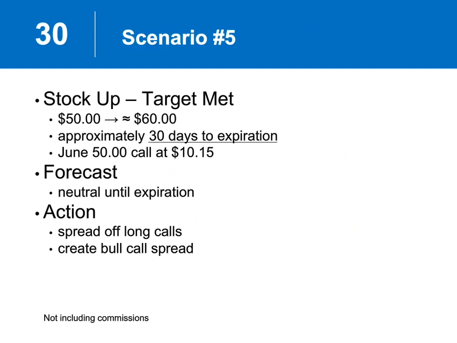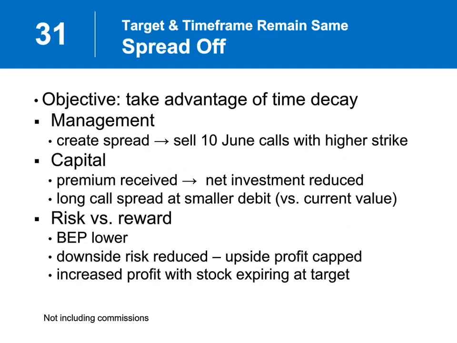And the action we decide to take is to spread off the 10 June 50 calls that we paid $3 for and create a bull call spread. All right, bull call spread. Buy the lower strike, sell the higher strike, whether it's at the money or out of the money. Typically is how these bull call spreads get worked out. So we decide we're going to sell 10 of the June calls right at the strike to try to benefit from the premium. Again, we think the stock may just hang out in this $60 range.